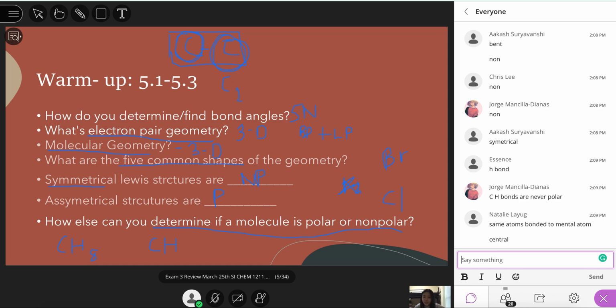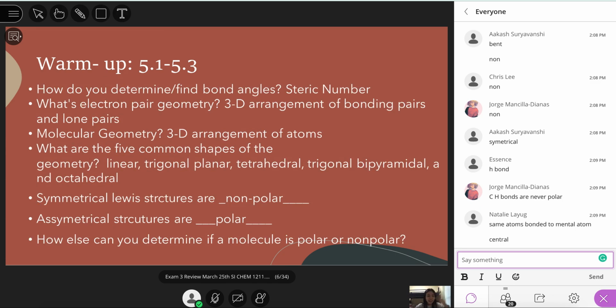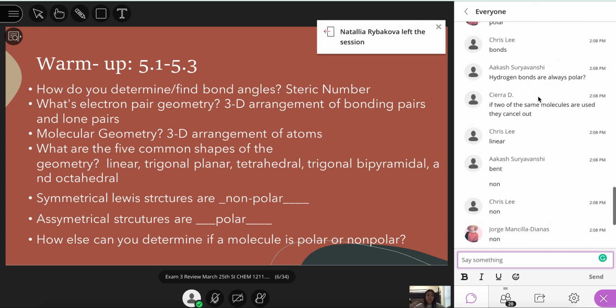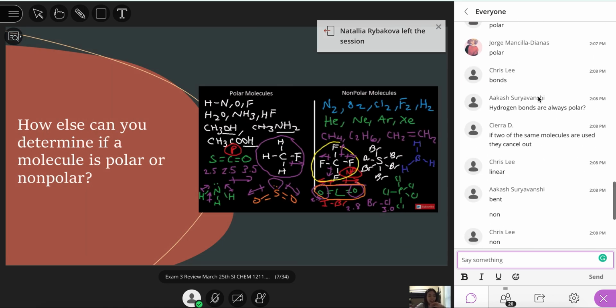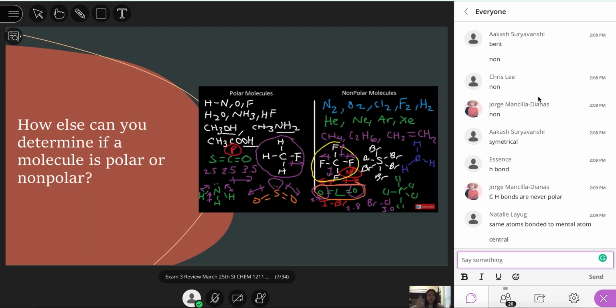What else would you know? Symmetrical, yeah. Metal. Yep, exactly. So there's actually a list I'm going to show, but this is the first answer. You can see steric numbers, the 3D arrangement of atoms versus bonding pairs and lone pairs, things like that. And then here's the picture. I found this really helpful.